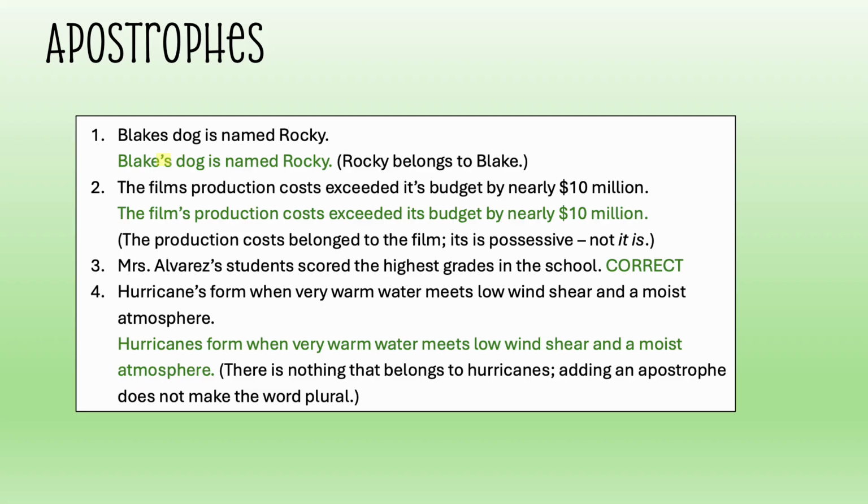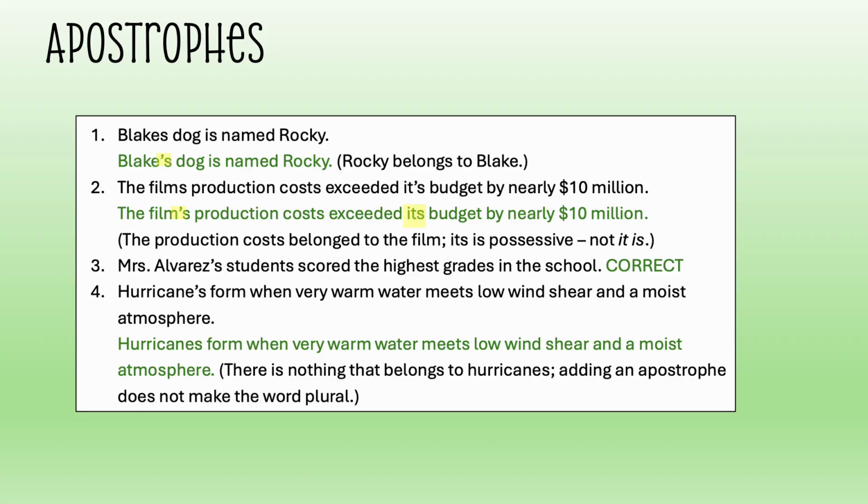Number 2 has 2 errors in it. The film's production costs exceeded its budget by nearly $10 million. Well, films needs to be possessive, and so does its, but it's with an apostrophe actually means it is, whereas its, no apostrophe, is the possessive form.